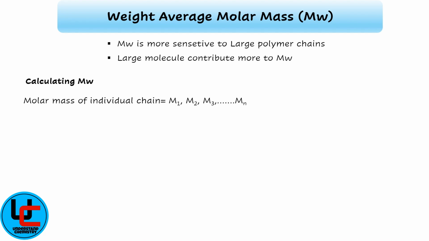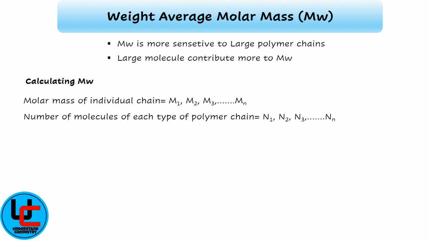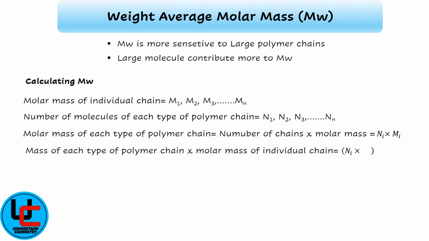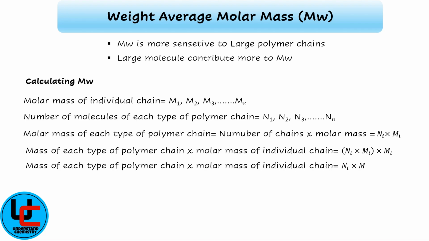Now let us see how to calculate weight average molar mass. If M1, M2, M3 is the mass of individual polymer chains, and N1, N2, N3 and so on are the number of molecules of each type of polymer chain, then the mass of each type of polymer chain is equal to the number of chains times the molar mass. In the next step, let us multiply that by the molar mass of the individual chain, which is equal to Ni times Mi squared.